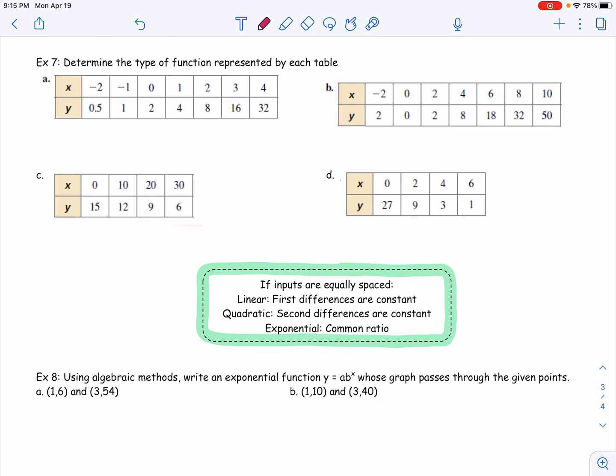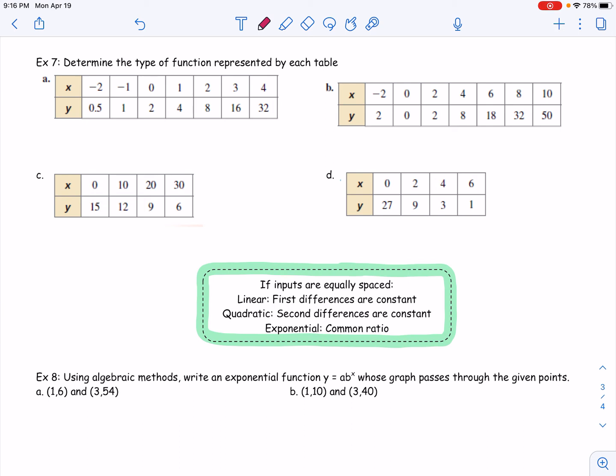So we want to look at the inputs. If the inputs are equally spaced, which all of these graphs are going to give us, so x's are equally spaced, then we look at the y values, the outputs. If it's linear data, the differences will be the same. So we say it's the first difference because we just subtract them and we get the same thing. It's going to be quadratic if the second differences are the same. What does that mean? That means we're taking the difference of the differences. And remember, we've done this before.